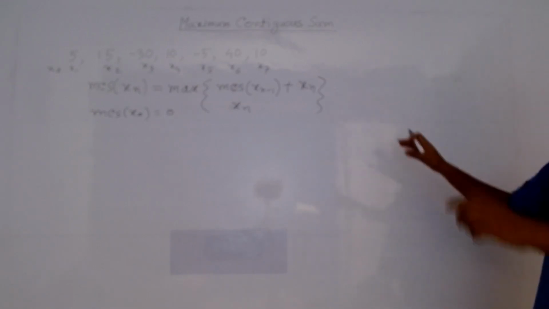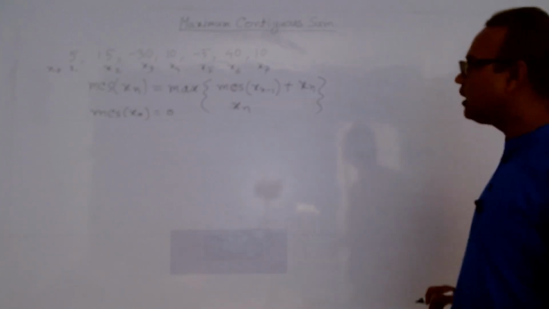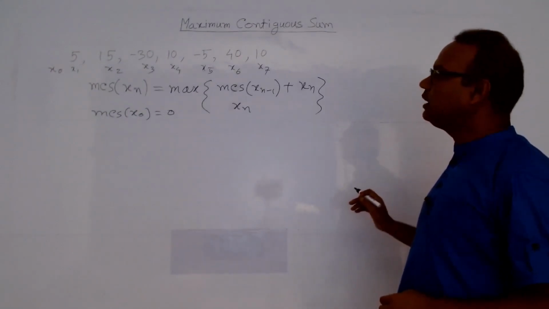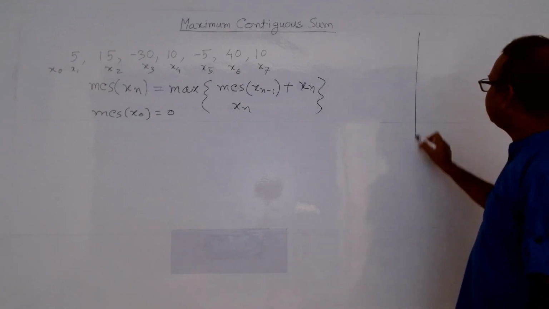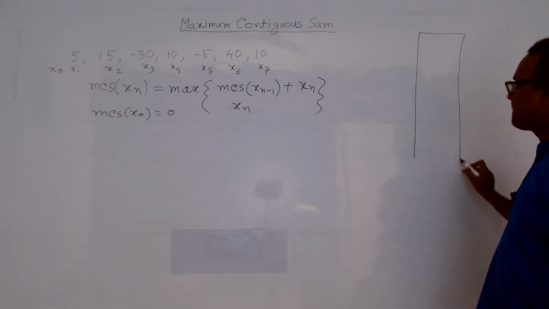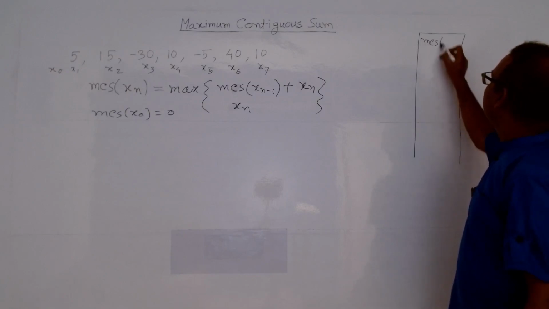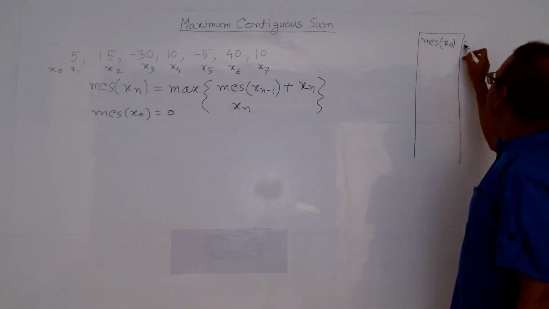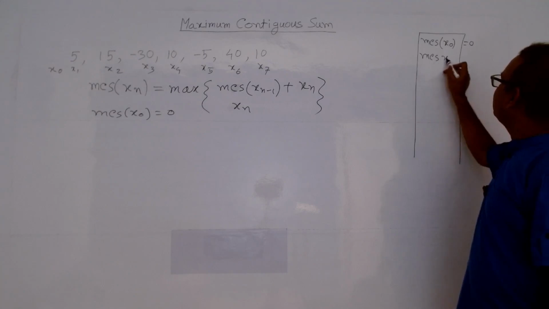How do we solve this problem? Using dynamic programming. Every time we use dynamic programming, we are not going to run this recursion and repeat the computation of the same problem. So what we are going to do is use memoization. Let's say this is my memory stack, and we are going to compute all these values. MCS x0, this value is 0, we already know. Now we have to compute MCS x1.